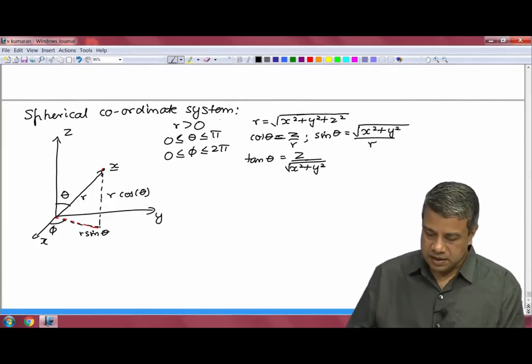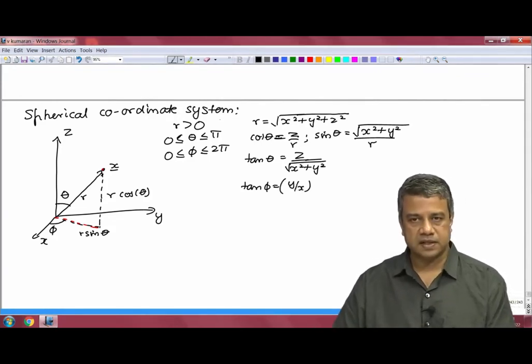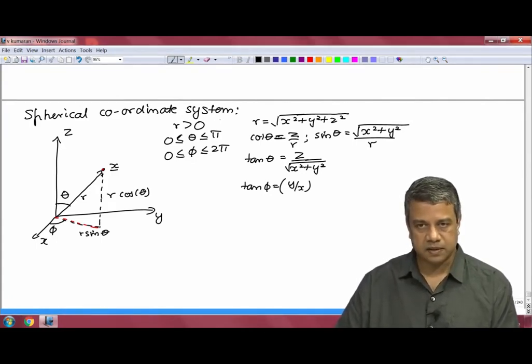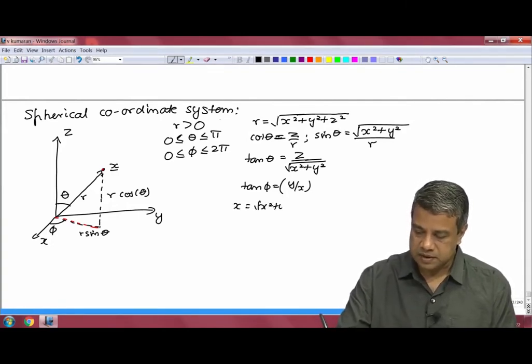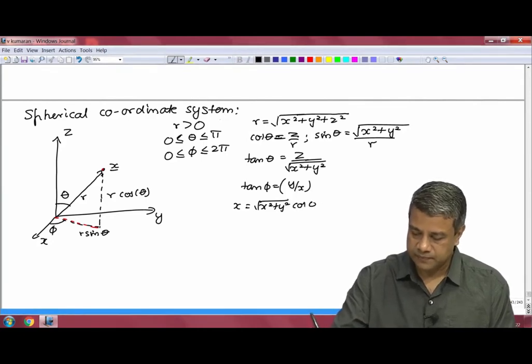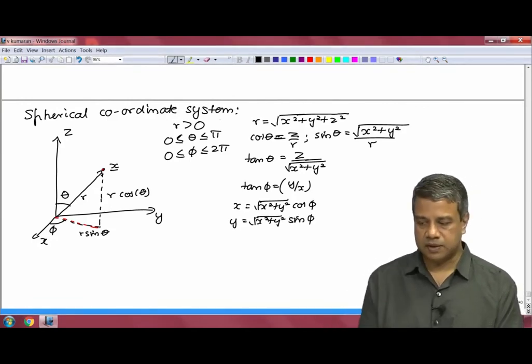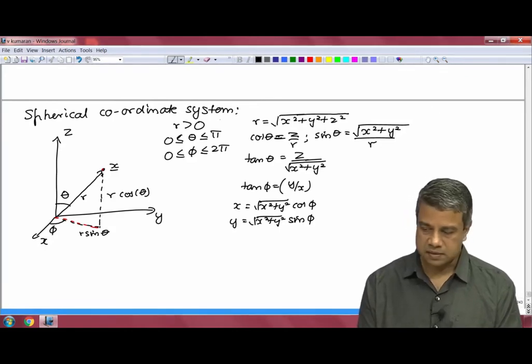And similarly, tan phi is equal to y by x, because phi is the angle made by the projection onto the xy plane. So, x is equal to root of x square plus y square into cos phi, and y will be equal to root of x square plus y square into sin phi. So, tan phi will be equal to y by x. So, that is the spherical coordinates expressed in terms of the Cartesian coordinates.